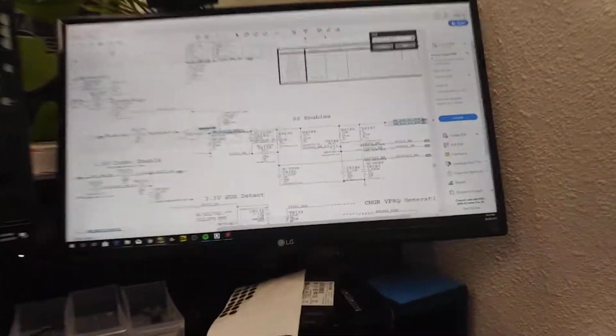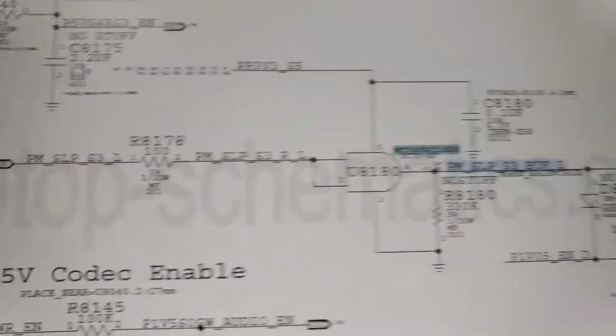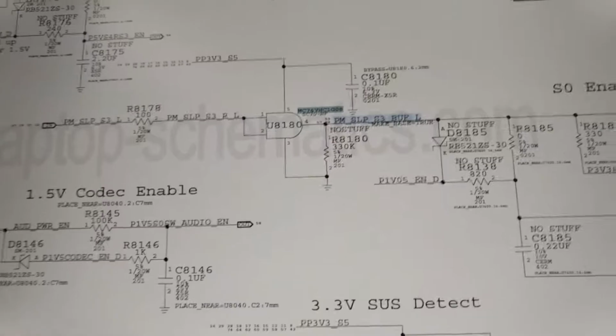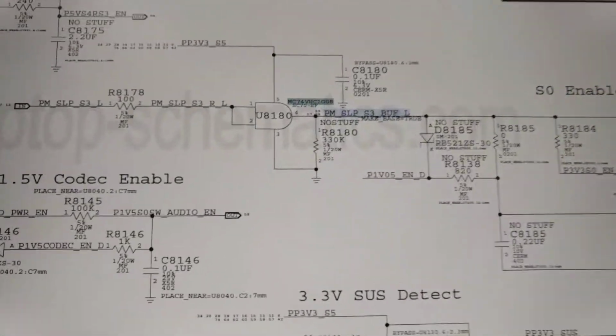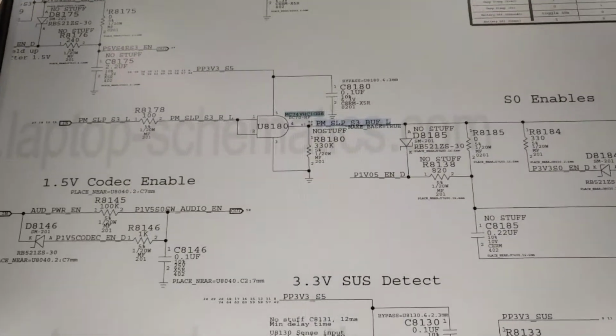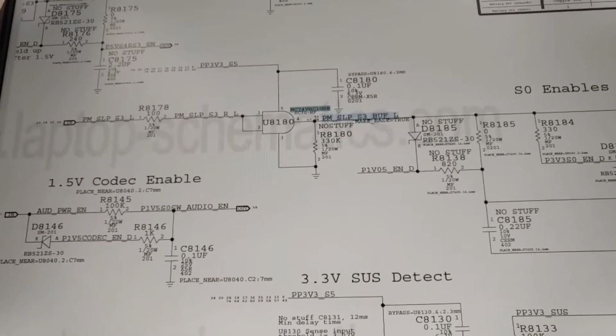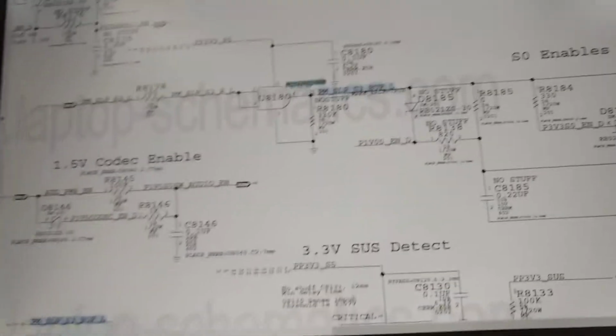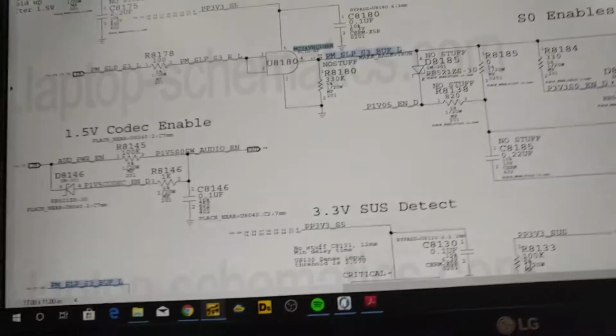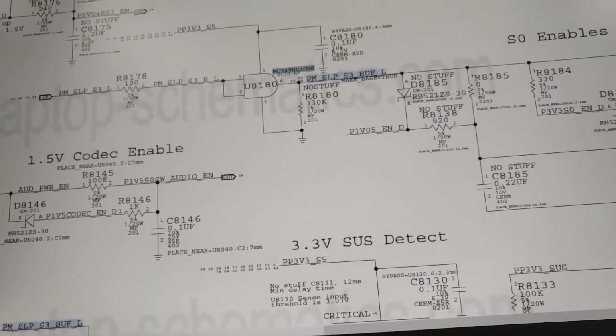I want to explain what was going on with this board and what I did to solve it. So first, let's go over the issue. Here's the schematic for U8180. Now U8180 is an AND gate. If both inputs are positive, then it will open. So if both inputs are positive, then it's true. If one input is open, then it's false. That's the correct terminology for this.